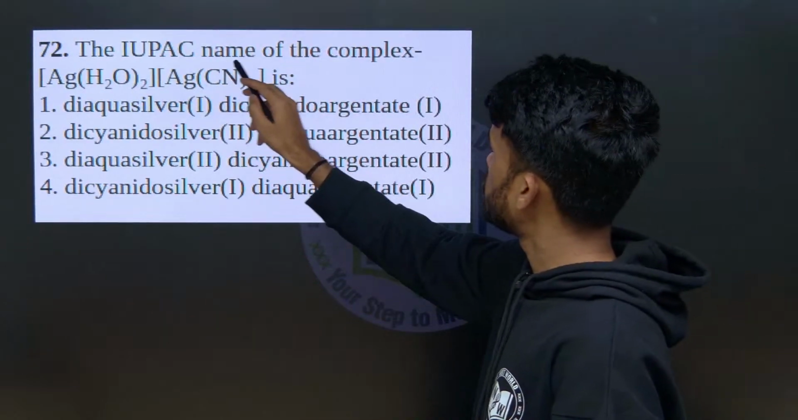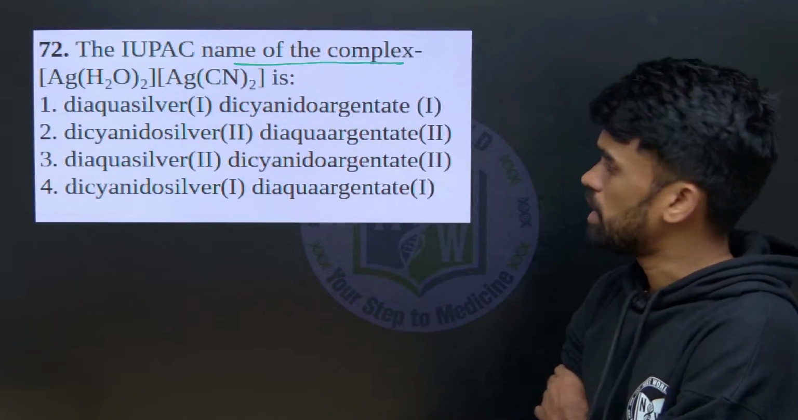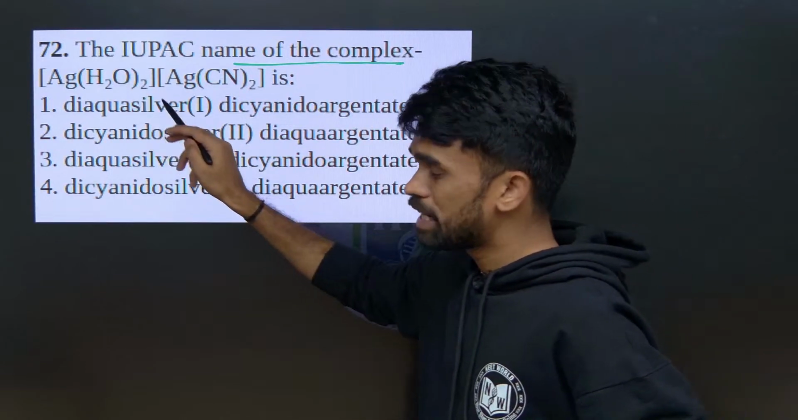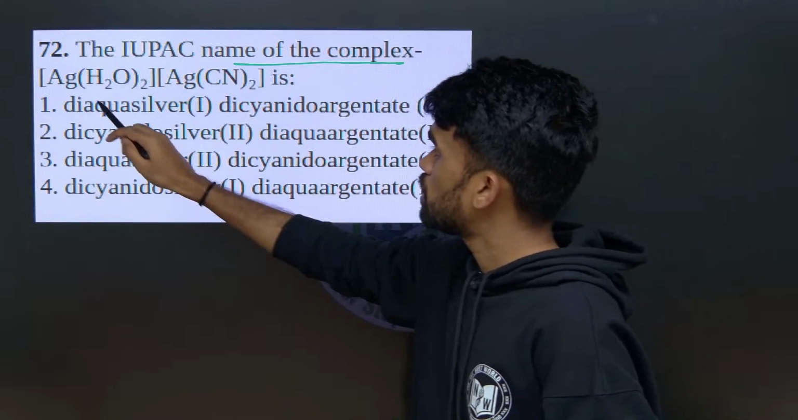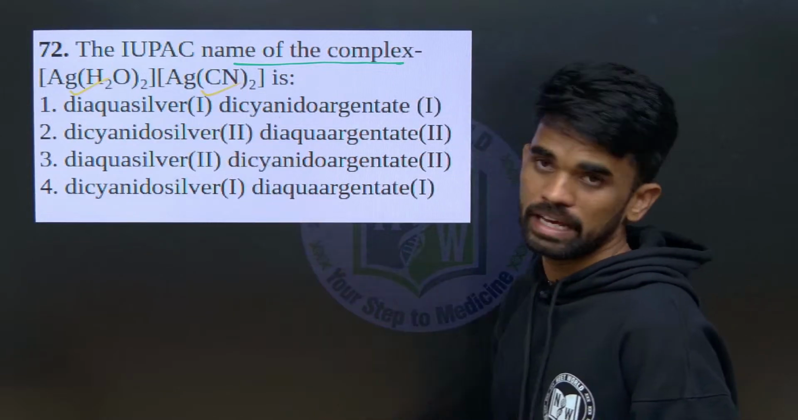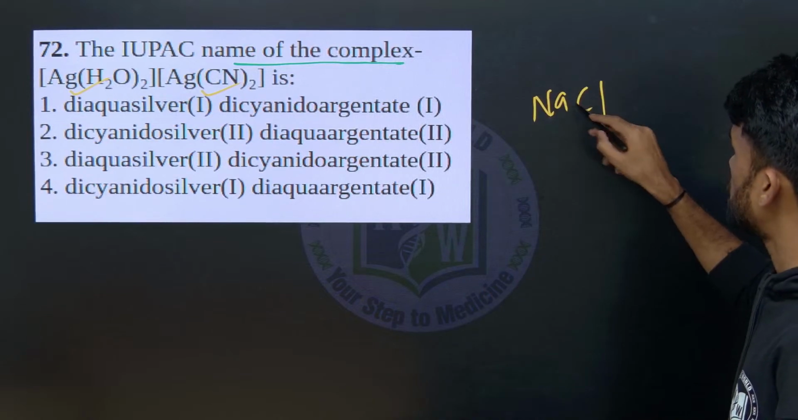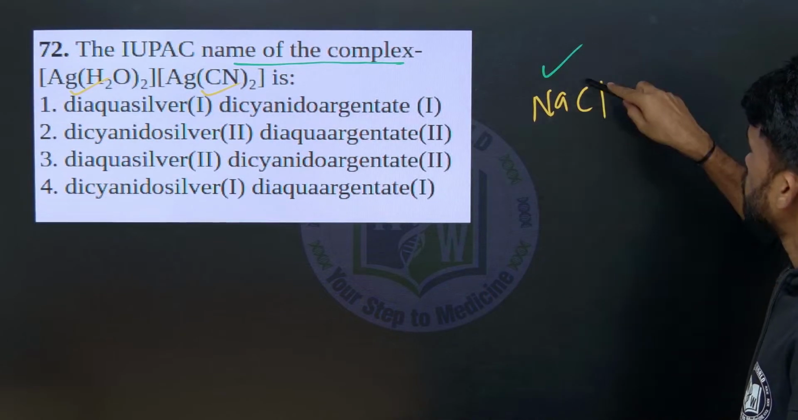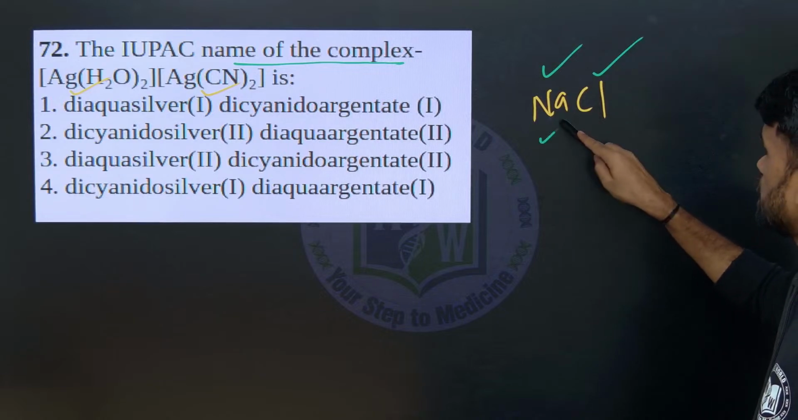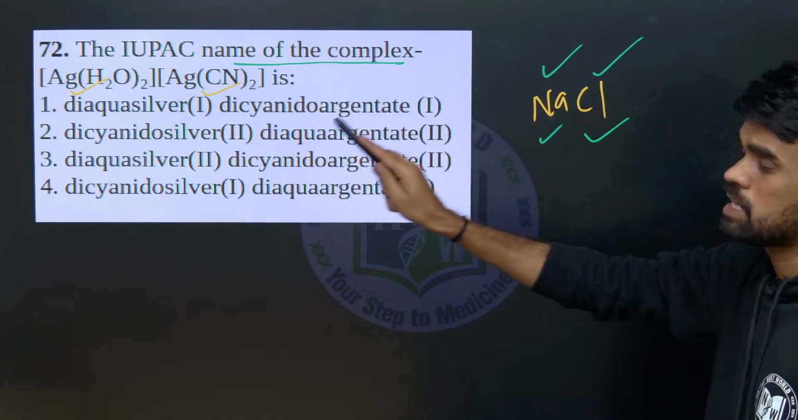Okay, what is the IUPAC name of this complex? See, whenever we have two coordination spheres, first give the name for the cationic sphere, then for the anionic sphere. For example, NaCl: we write the name for sodium first, the cation, then the anion, sodium chloride. Here also, same story.